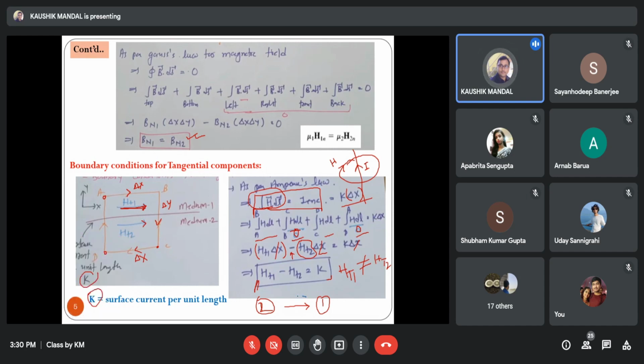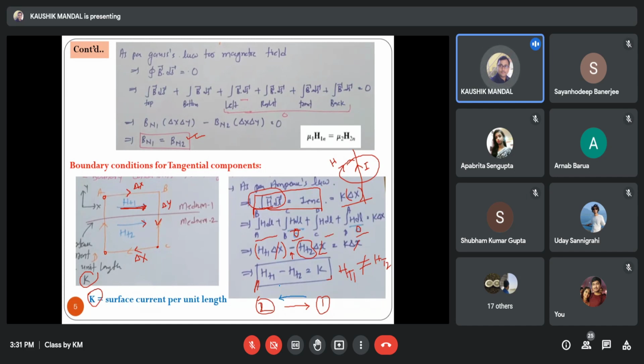If it travels from 1 to 2, the earlier equation was for moving from 2 to 1. That's why it is Ht1 minus Ht2. So if it moves from 1 to 2, then it will be Ht2 minus Ht1 equal to K. That you should remember. This particular equation is valid when the magnetic field is traveling from medium 2 to medium 1. If you consider that the magnetic field is traveling from 1 to 2, then it will be different: Ht2 minus Ht1 equal to K.